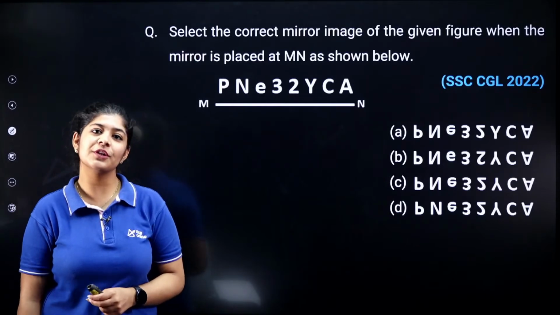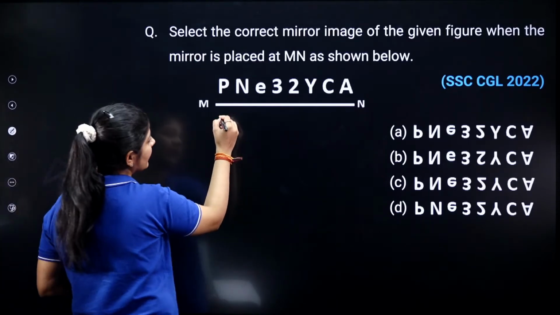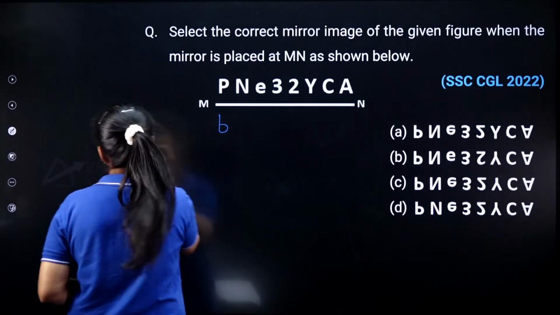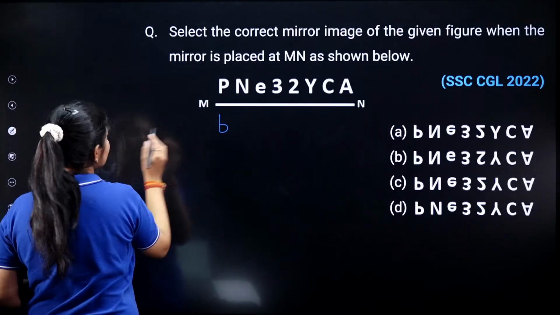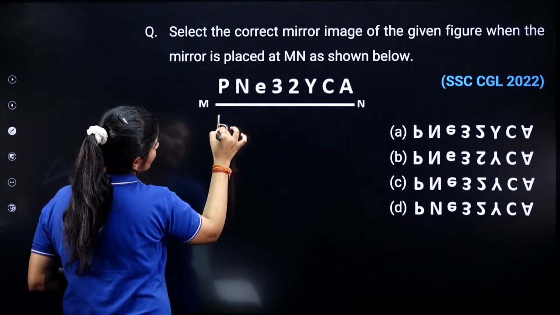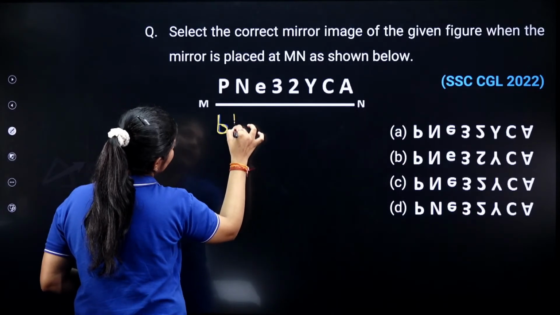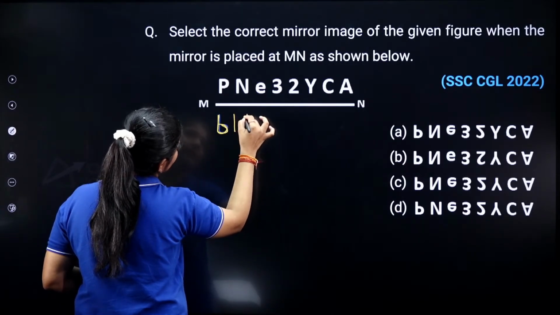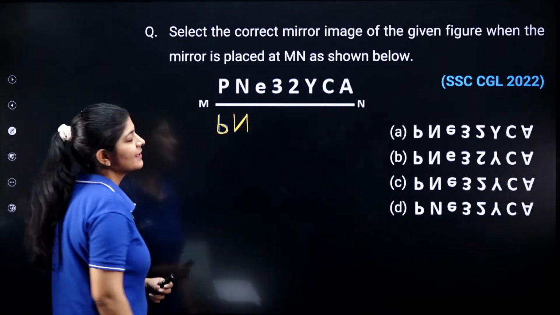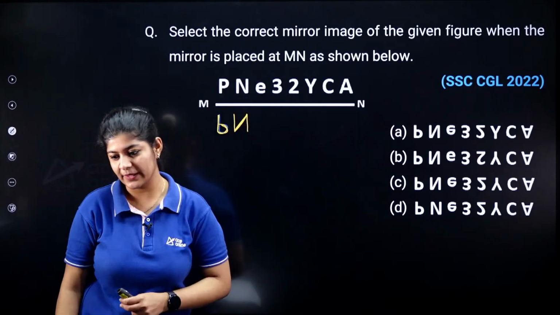All you need to do is you need to find out the mirror image. In mirror it will look like this one. It looks like this one and it looks like this one. Now just simply check the other options as well.